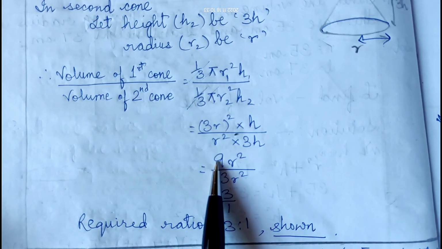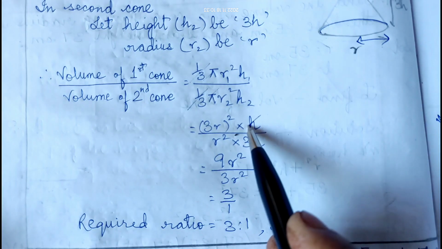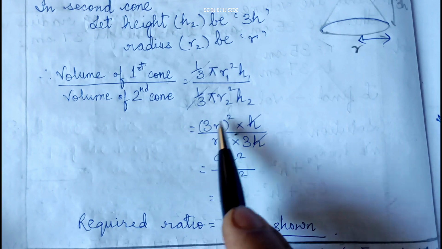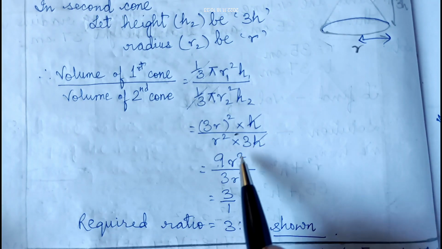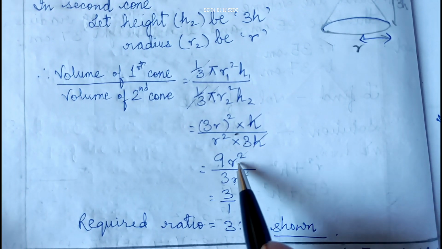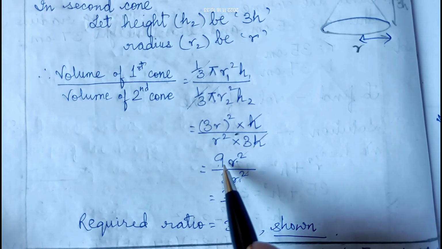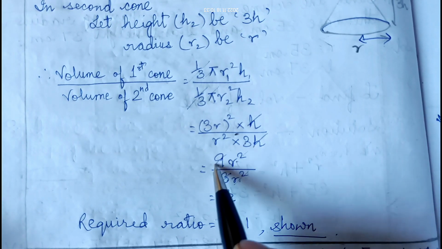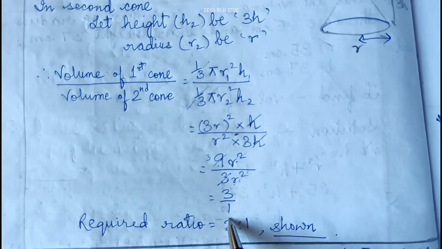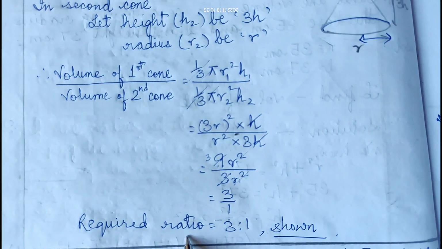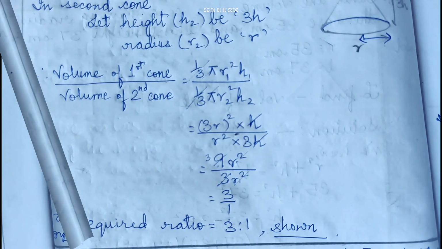So it will be 3 square is 9r square. This h and this h can be cancelled. Now 3 square is 9r square by 3r square. This r square and this r square can be cancelled, and this 9 if I divide by 3, it will be 3. Therefore it will be 3:1. Therefore required ratio of their volumes will be 3:1.